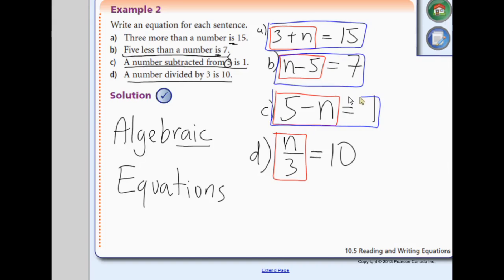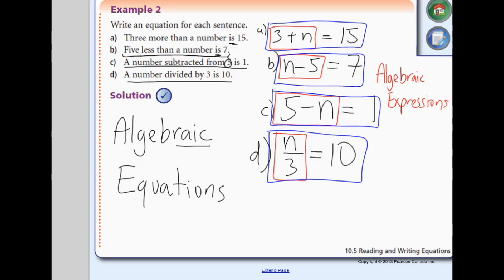And you need to know the difference between the two, especially for this test. And what turns the red, the expression, into an equation is simply the equal sign. So the red ones here are algebraic expressions. And the blue ones over here are algebraic equations.